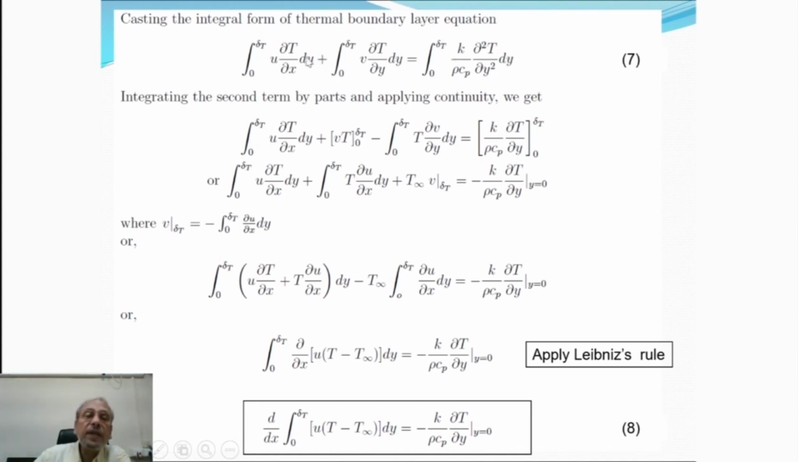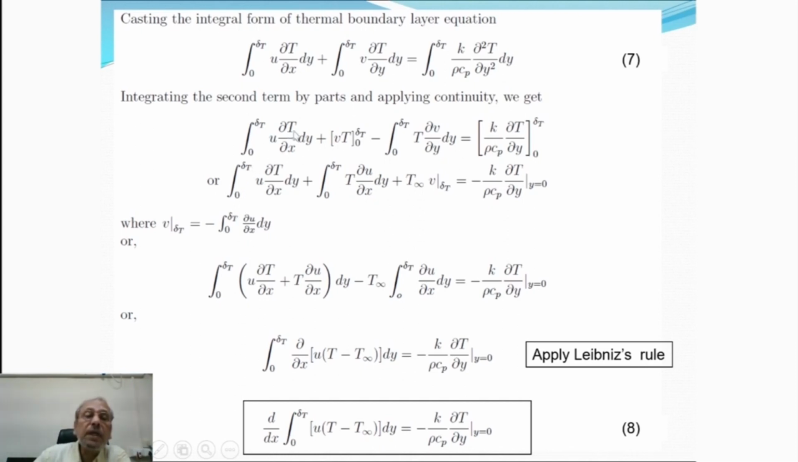So the first term we retain as such. Again, the second term, we integrate applying integration by parts. So this becomes first term into integration of second term. We apply the limits, minus basically the derivative of the first term, del v del y, times the integration of the second term, and together it is integrated between the limits, equal to k by rho Cp del t del y at upper limit delta t and lower limit 0.